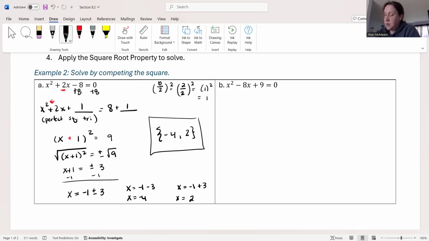And I will say this original quadratic you could have done easier by factoring, okay? But I used a very easy example specifically so you could sort of see how completing the square worked first, okay? Let's look at part B.